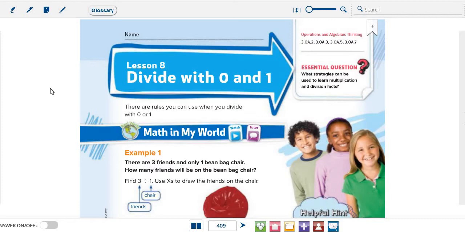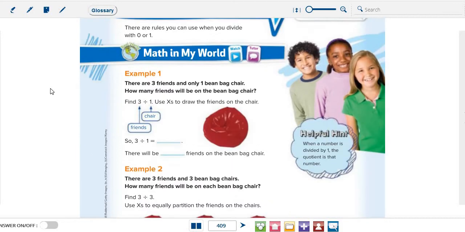Our lesson today is divide with 0 and 1. In the last lesson, we have learned about multiplication with 0 and 1. In this lesson, we are going to learn what rules we can use when we divide with 0 or 1. So let's start with example number 1.